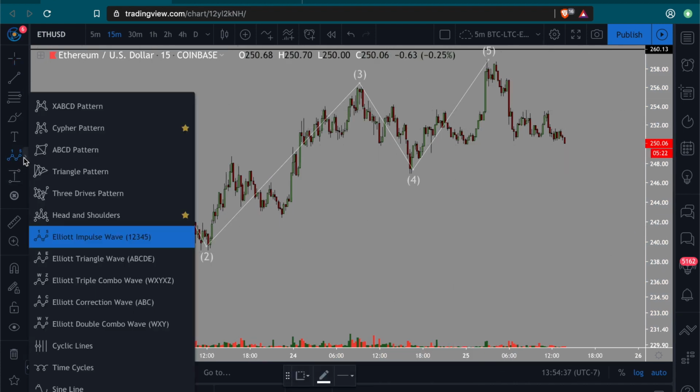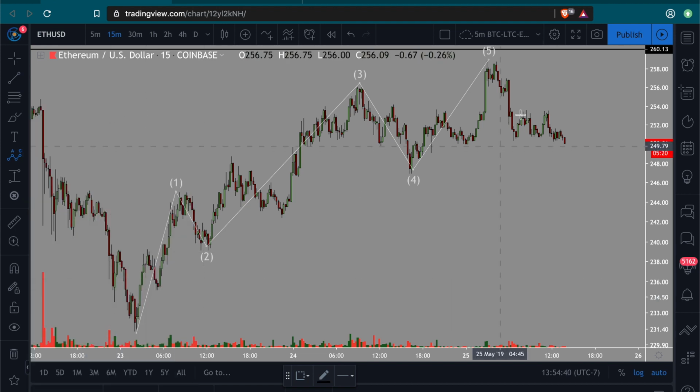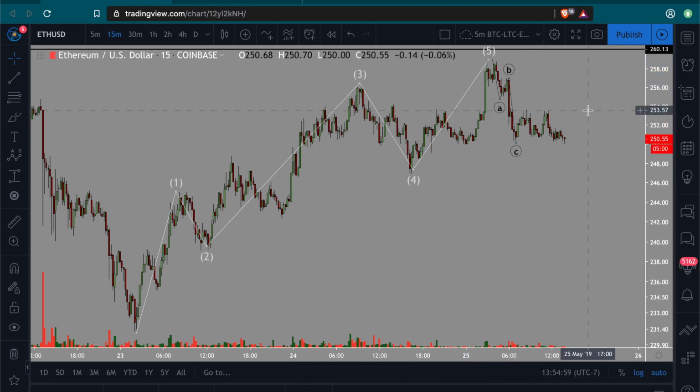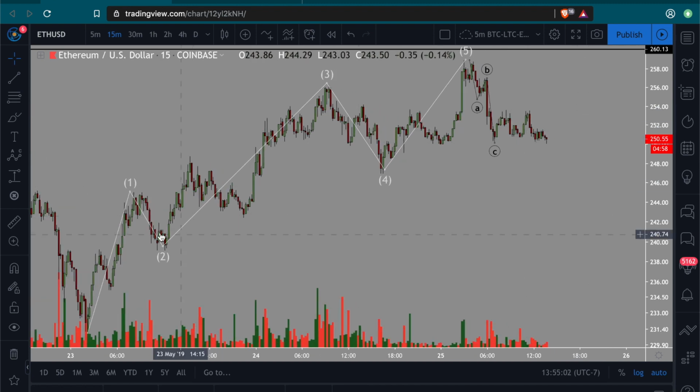So now we have to go to the ABC corrective count. This might be A, and the B might be finishing off. Actually, this could very well have been the B right here. So you could say A right here, B right there, and C has finished. Then you're going to have another mini 5 wave count in here. Remember that Elliott waves don't necessarily just have to go up, they can pull back down as well. They can go the bearish route as well.